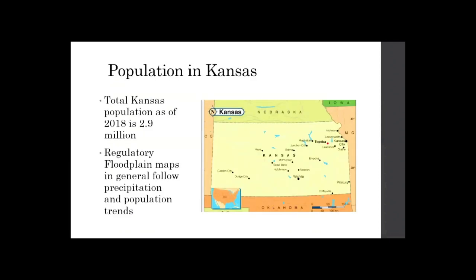The population in Kansas, the total population is 2.9 million as of 2018. And you can see in this map here, some of our higher population cities, such as Kansas City, Wichita, and some of these other areas as shown on this map. And so in general, our regulatory floodplain maps follow those precipitation and population trends.